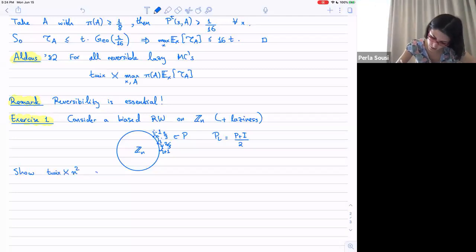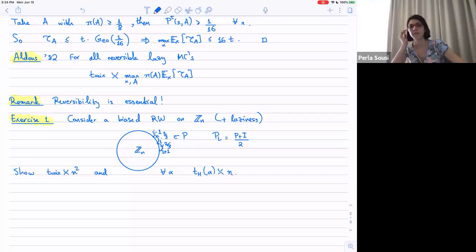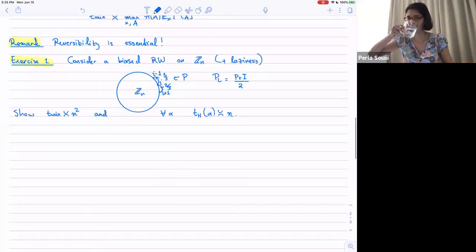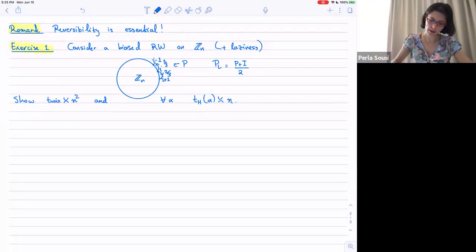However, for any alpha, t_H of alpha is of order n, because the chain has a positive drift to the right, so it takes linear time to hit any vertex. So this gives a counterexample to the theorem when the chain is not reversible. Okay, so that was the first remark.